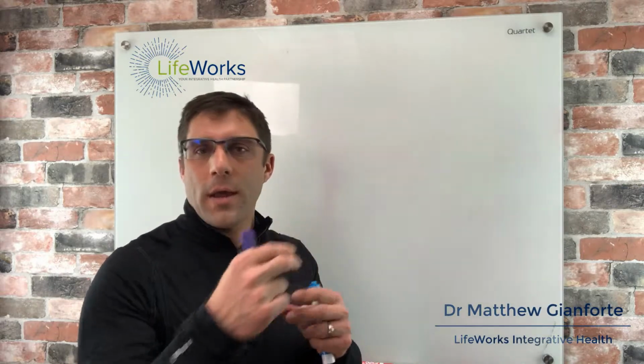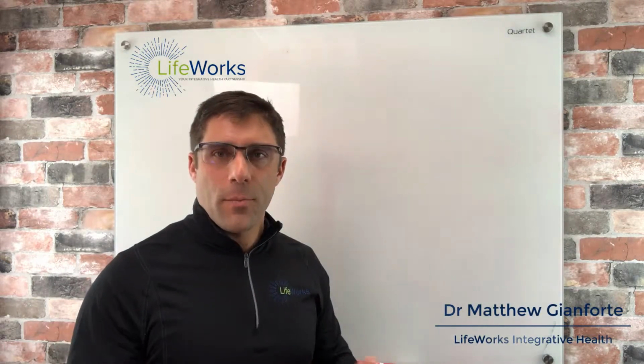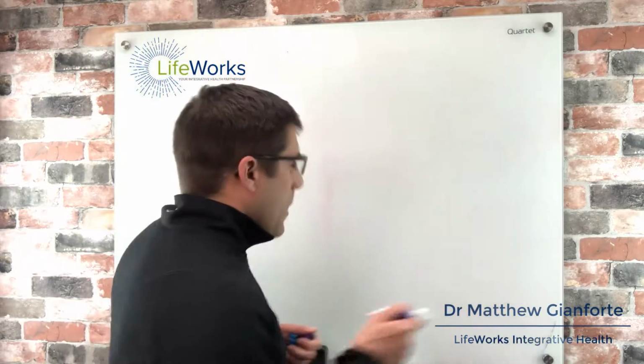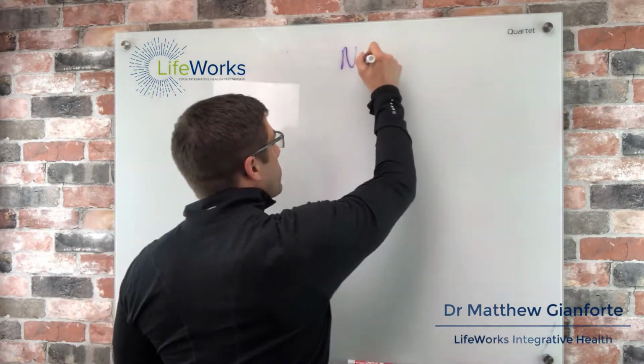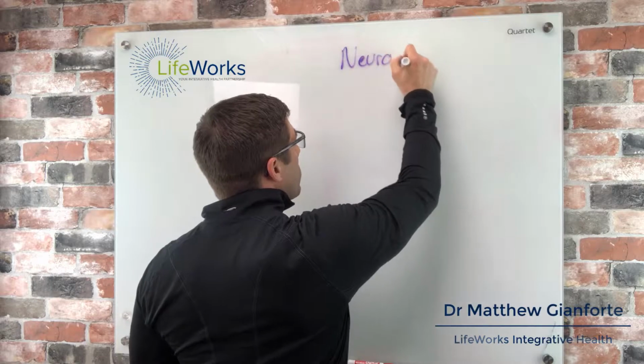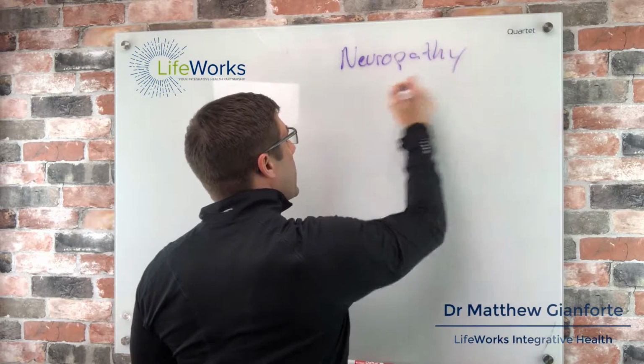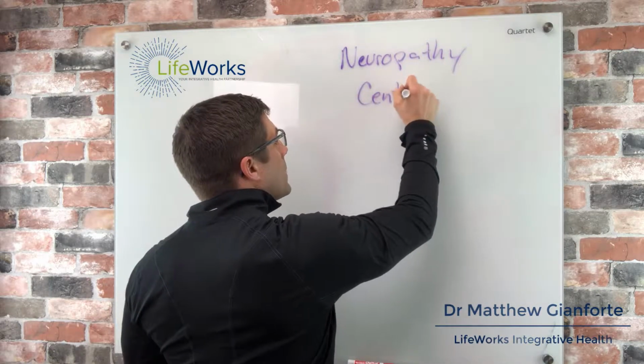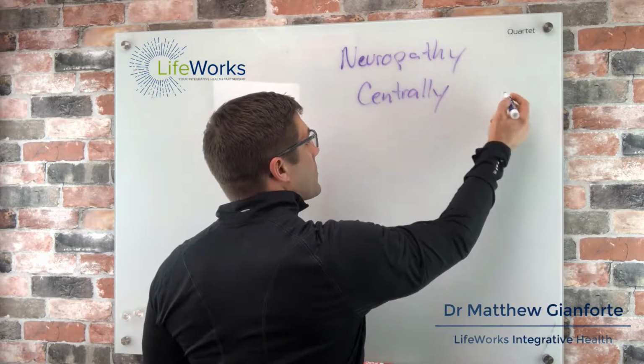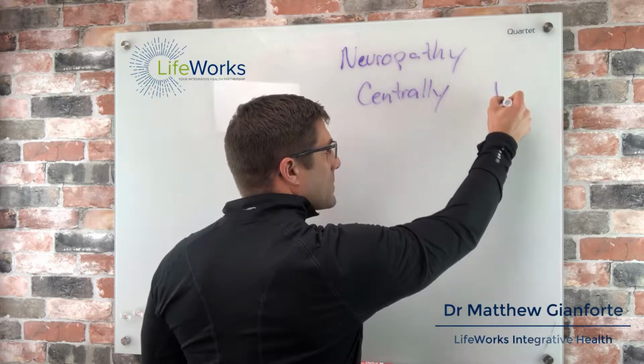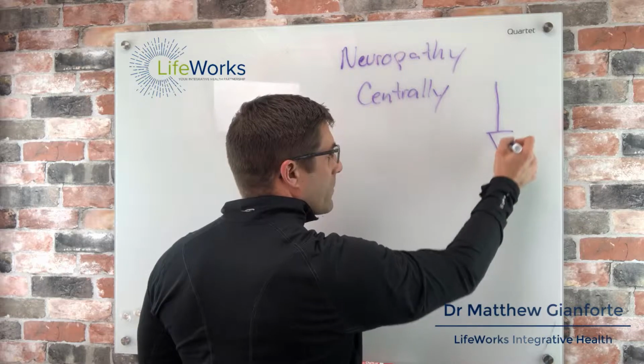So neuropathy is damage to the nerve. When the nerves begin to become damaged and give improper signals back to the brain, or pain signals back to the brain, that's what neuropathy is. Now there's two types of neuropathy. There's neuropathy that is centrally mediated, okay? Centrally mediated neuropathy is going to come from the spine itself.